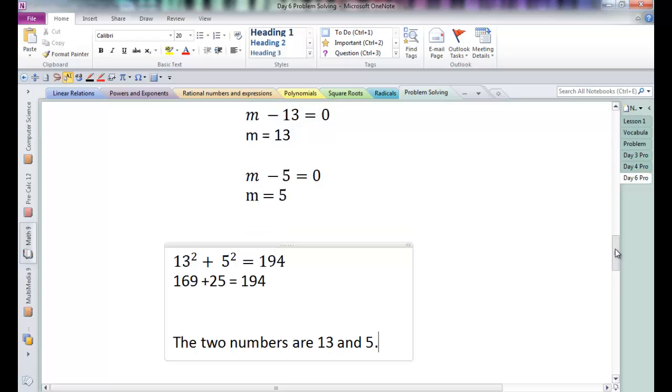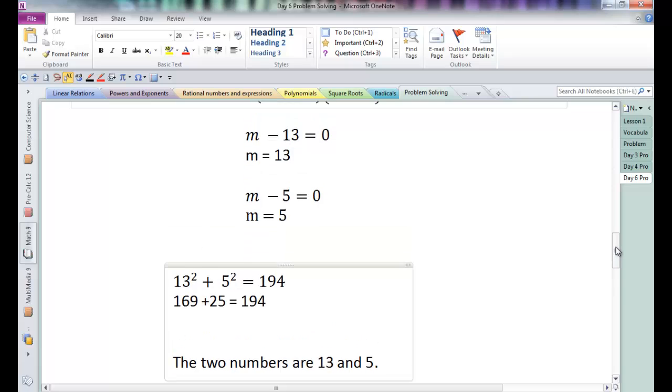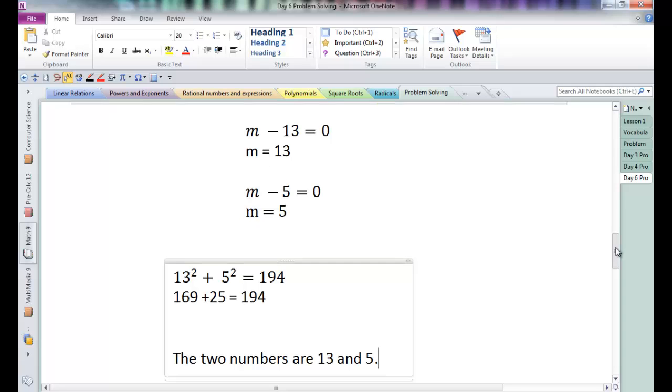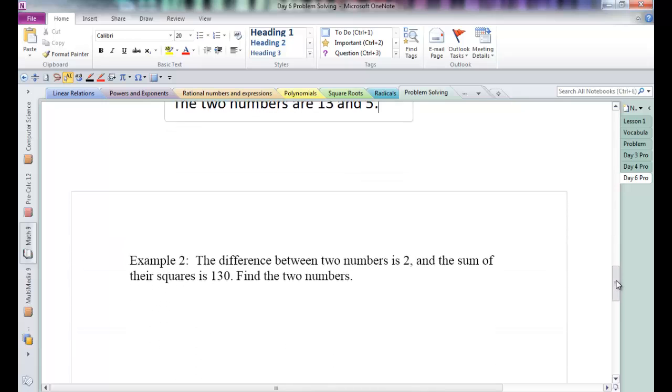You'll notice I had two answers for m. m equals 13 and m equals 5. You could put either one in. You could put 13 in for m, and that would make n 5. Or put 5 in for m, and that would make n 13. Either way, they work.